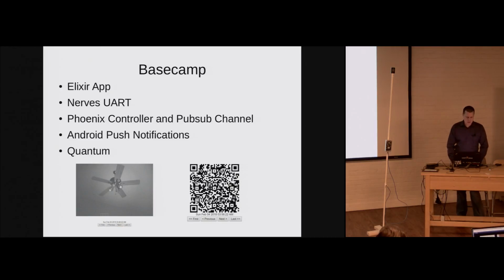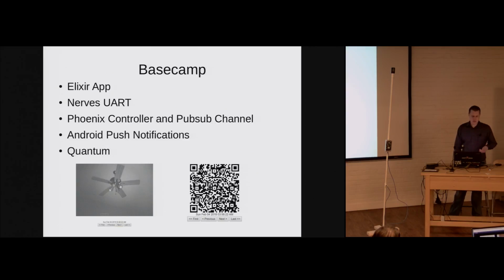So I'm going to jump into the Elixir app next. Like I said, this is Elixir. This is running with Nerves UART. So I basically have a process that's constantly monitoring for data to come in on this radio. And when an image comes in, it'll write it to disk, and then it will send a message across a pub sub channel. I'm using Phoenix.